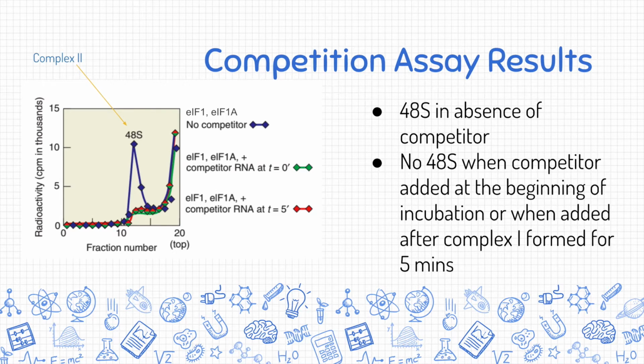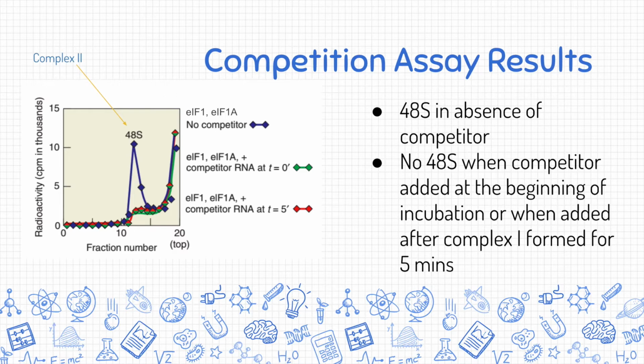For the green line, no visible complex is seen because complex 2 formed on cold mRNA and very little formed on hot mRNA, if at all. eIF1 and eIF1a and competitor were added at the same time as the other factors, and complex 2 was formed on the competitor mRNA instead of the labeled mRNA, because the competitor was in excess. This condition shows that with this amount of competitor, you don't really see much complex 2 on the radioactive mRNA.